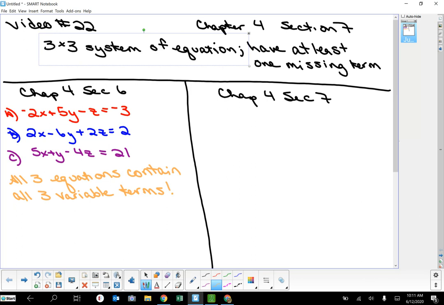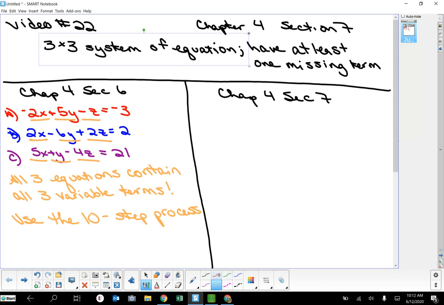Okay, and what I mean by that, if you look up at A, there's an x, a y, and a z. Look at equation B, there's an x, a y, and a z. Look at equation C, there's an x, a y, and a z. So when you have all three equations with all three terms, that's when you're going to use the 10-step process from 4.6, okay?